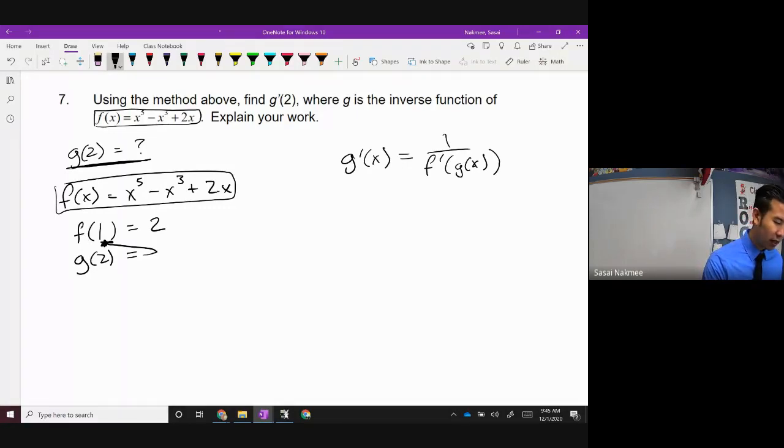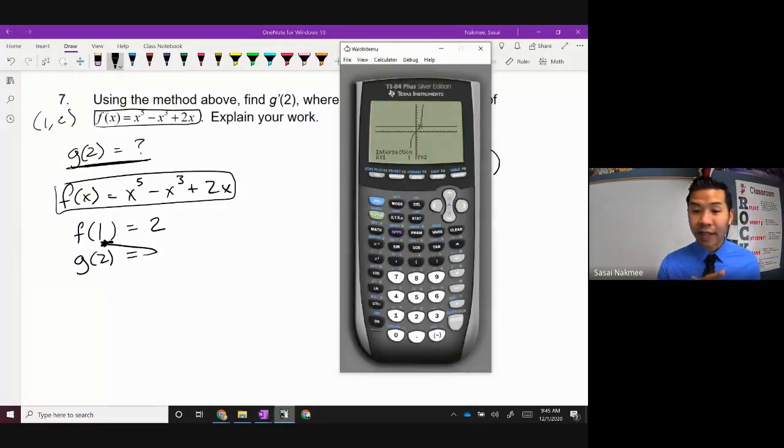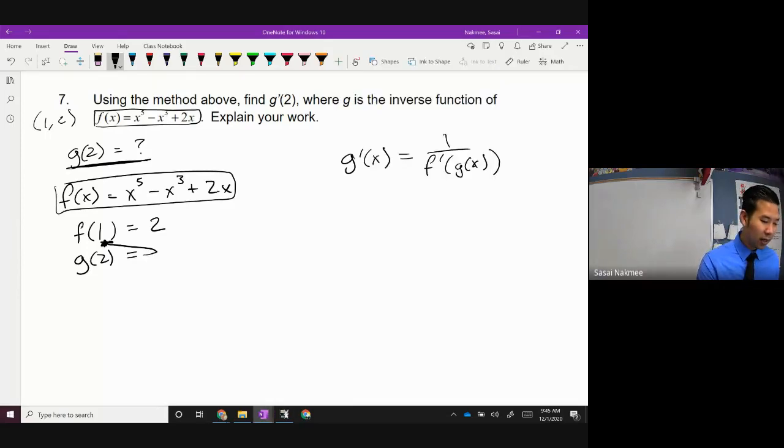And you can see that by looking at the point (1, 2). It's a point that is lying on that graph. Now, what does that mean for us? Well, now that I know that f of 1 is equal to 2, what does that tell me about g of 2 then? If g is the inverse function, g of 2 is going to be equal to 1.